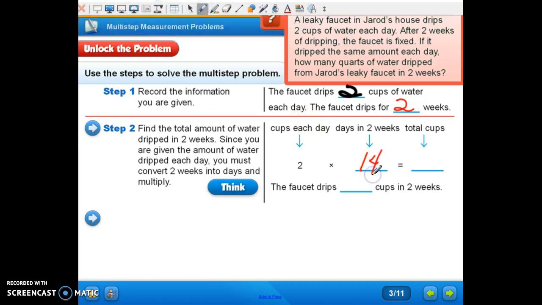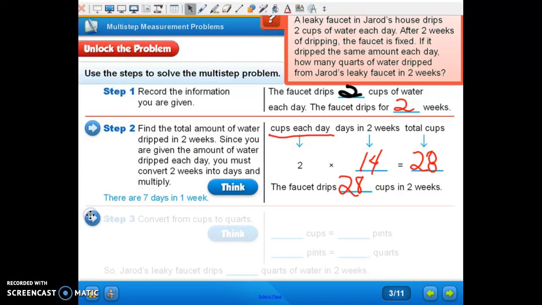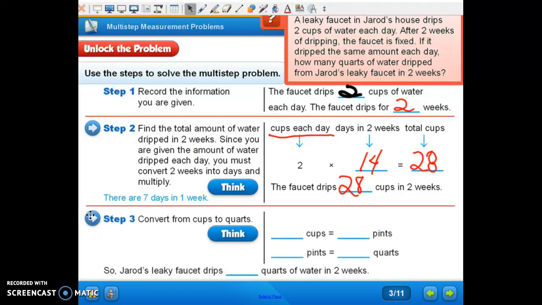And 2 times 14 is? 28. Why are we taking it times 2? Because that is the cups it leaks each day. 28. The faucet drips 28 cups of water in 2 weeks. There are 7 days in a week. Step 3, convert from cups to quarts.